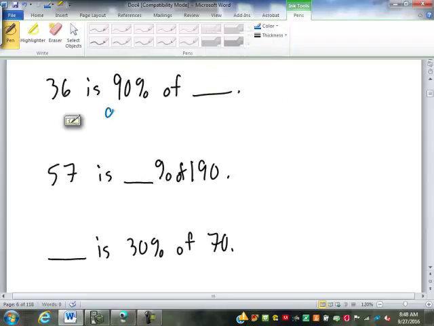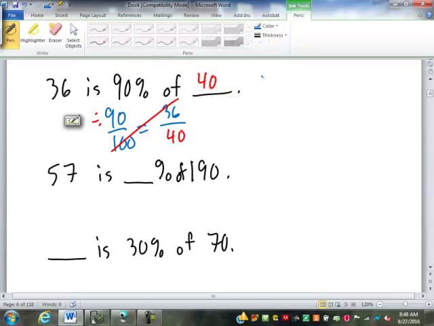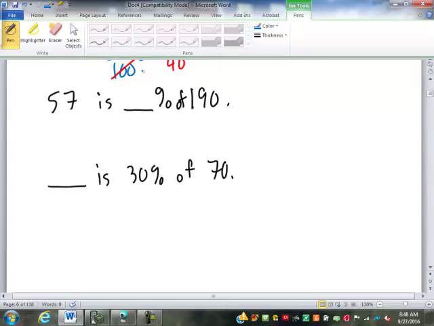So for the first one, 90%, 90 out of 100. Where does the 36 go, top or bottom? On top. Cross multiply and divide, we get 40. 36 is 90% of 40. How many of you had 40? Good deal.